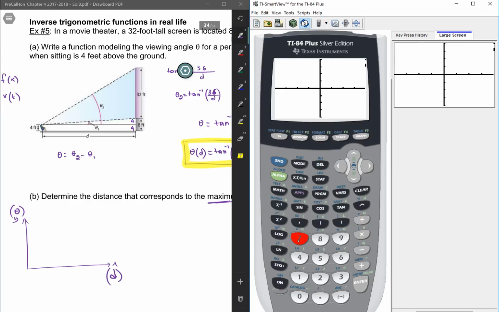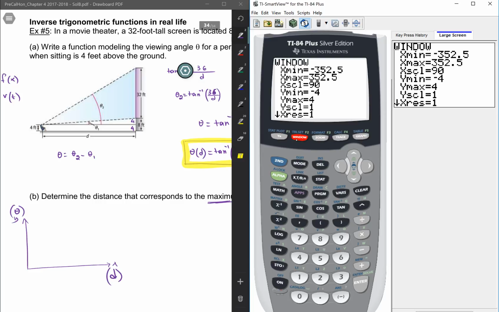All right. Now, you're not going to see anything. Obviously not, because if you go to your window and look at your x, x is our distance, and it's going from negative 352 to 352. That just doesn't make sense for our problem. Y is the angle, and it's going from negative 4. So we need to fix those. So the distance, let's go from 0 to how far do you think? 100 feet.